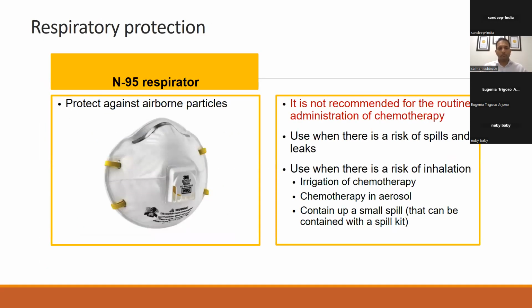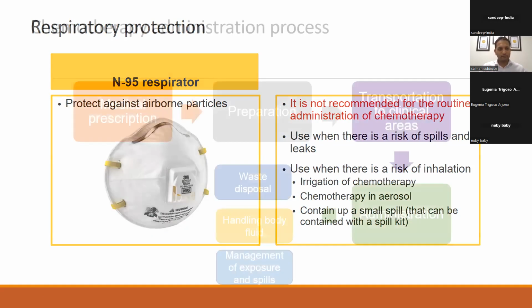Respiratory protection: we all have seen N95 masks or respirators during COVID times. The N95 mask protects against airborne particles. It is not recommended for the routine administration of chemotherapy, but it should be used when there is a risk of spills and leaks. So when you're containing a spill, whether it's big or small, you should wear the N95 mask.